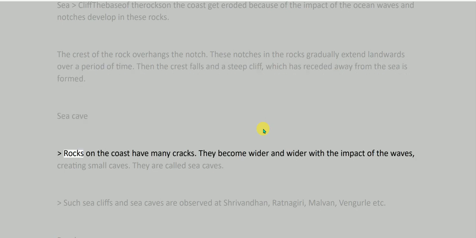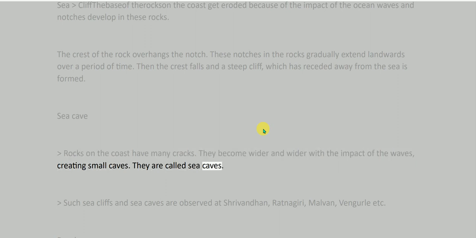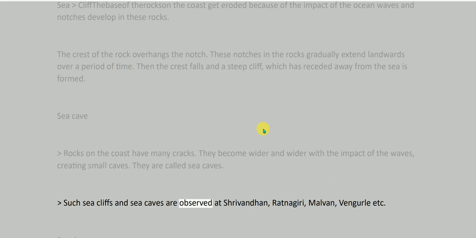Sea cave. Rocks on the coast have many cracks. They become wider and wider with the impact of the waves, creating small caves. They are called sea caves. Such sea cliffs and sea caves are observed at Shrivardhan, Ratnagiri, Malvan, Vengurla, etc.